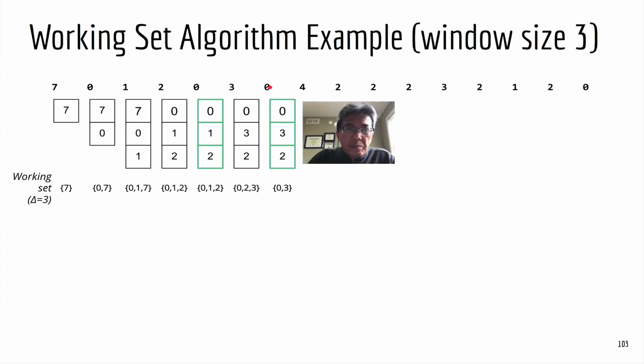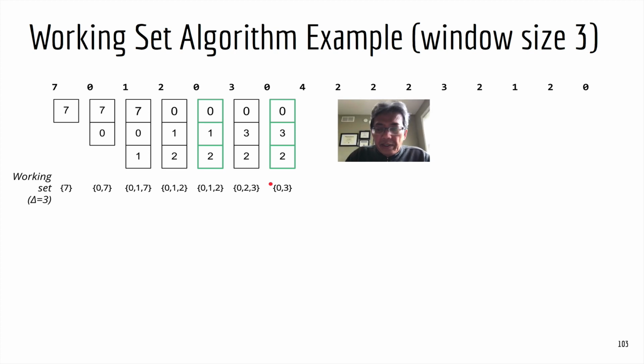The next reference to page 0 does not trigger a page fault, but when we update the working set, again, if you look back 3 frames, the working set includes only pages 0 and 3. That's why the working set is here.